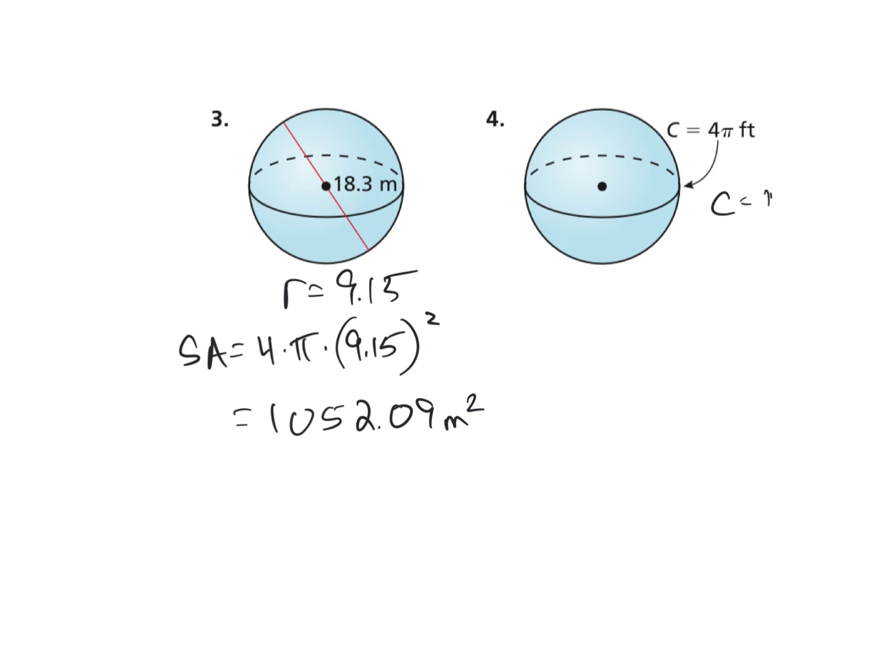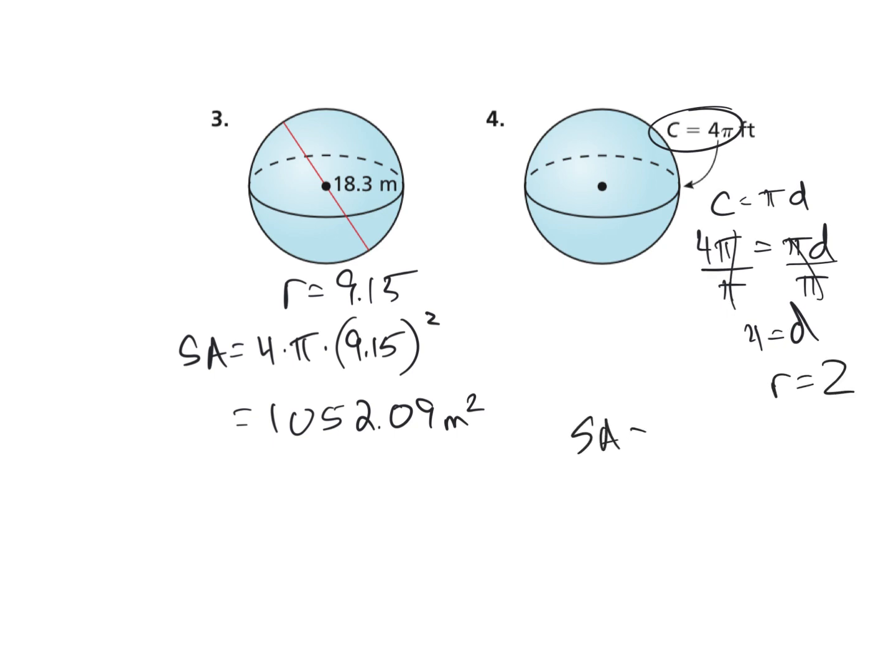Okay, number 4, they give you the circumference here. Remember, circumference is pi times diameter. So the circumference, C, is 4 pi. So how do we find the diameter? Divide off the pi, and our diameter is 4. So the radius is 2. So surface area again is 4 times pi times the radius squared. So 2 squared is 4, times 4 times pi. So 16 times pi gives me 50.27 square feet.